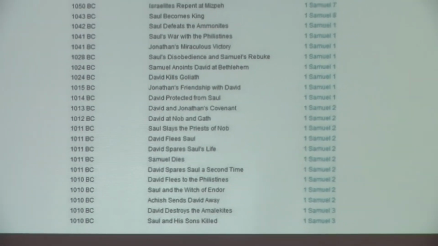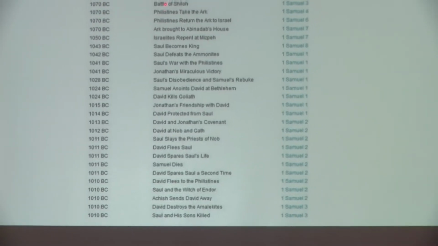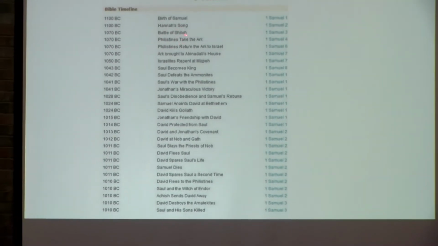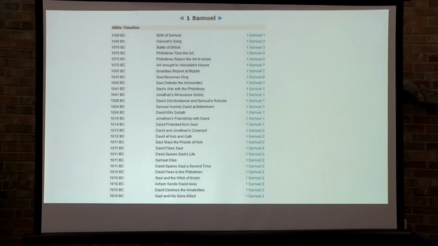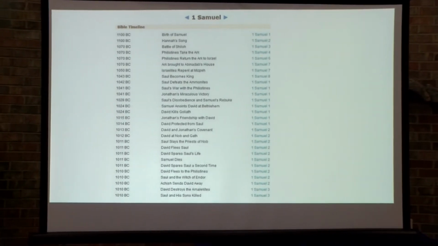If you look at this, you'll find this was a period called the Battle of Shiloh. I'll give you a very short story on it. Shiloh disappears for all practical purposes after 1070. The only times it's mentioned is as a city of desolation, because apparently it had been destroyed by the Philistines.